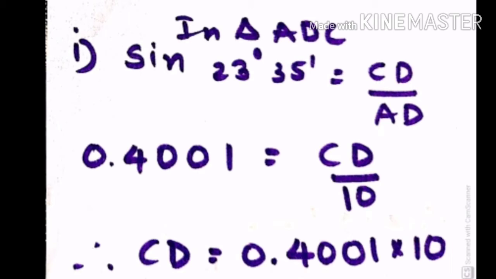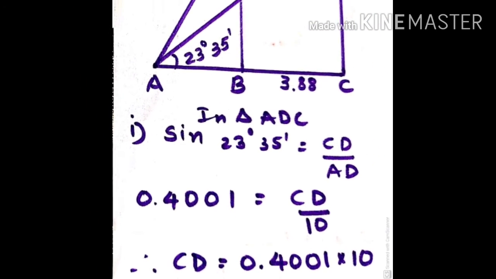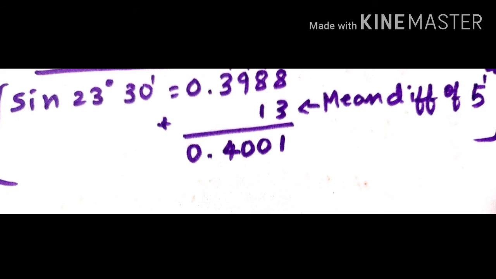Just see here first how we get CD. So here the value of sine 23 degree 35 minute is 0.4001, equal to CD upon AD. AD is the hypotenuse, which you can see in the figure. We have written 10. So now to get our CD value, multiply 0.4001 by 10. So by that we shift the decimal point one place to the right, and we get our CD value. Now let us see how we get this value of 23 degree and 35 minute.